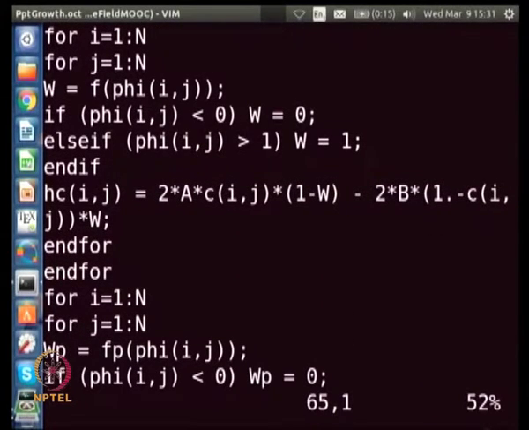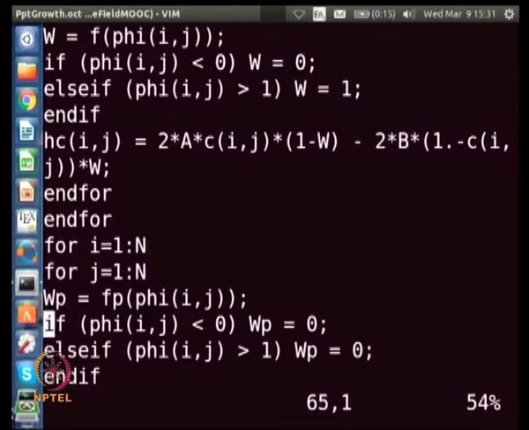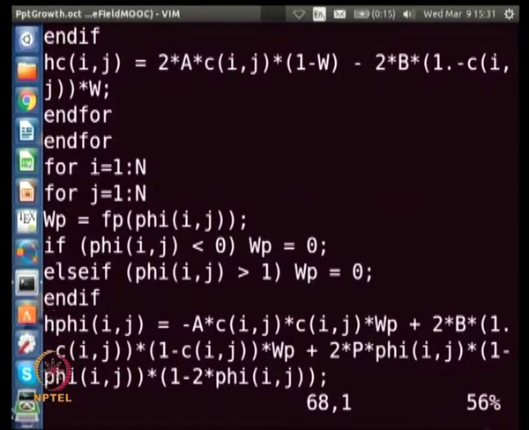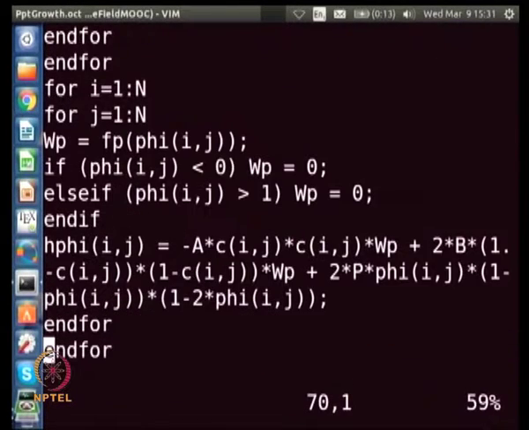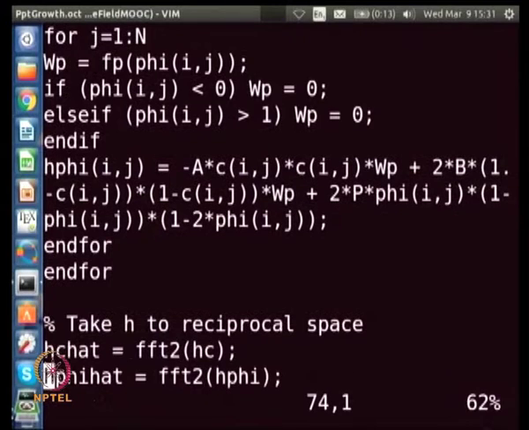For calculating h of phi, I need Wang prime. So that is what is calculated, and Wang prime should become 1 if phi is less than 0 or greater than 1, else it is the function. So it is ac squared minus ac squared Wang prime plus 2b into 1 minus c whole squared Wang prime plus 2p into phi into 1 minus phi into 1 minus 2 phi. So this is what the h of phi is. So this function is done.